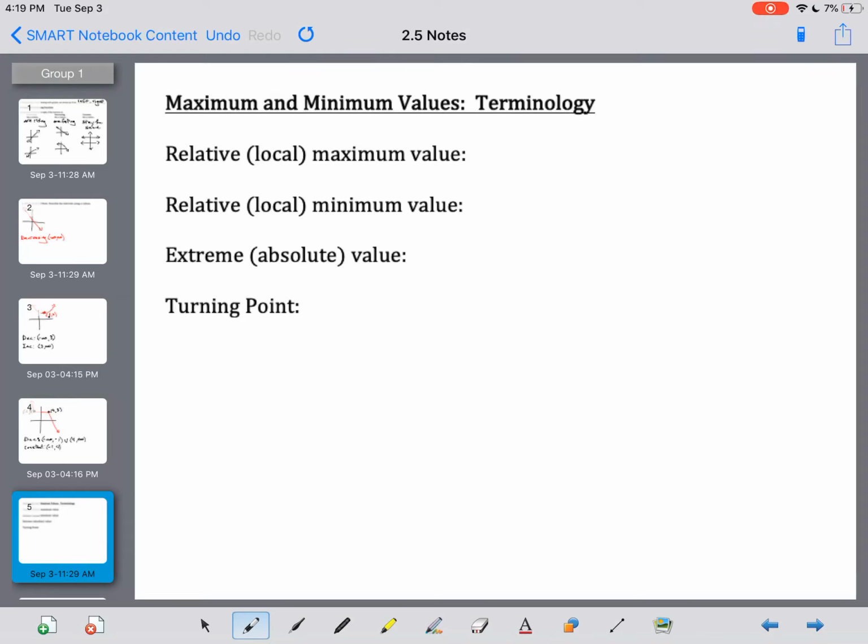Okay. Maximum and minimum values terminology. All right. So a relative, or we can also call that a local maximum. Another way to say that in layman's terms is just a hill on the graph. A relative or local minimum, we can think about that as a valley.